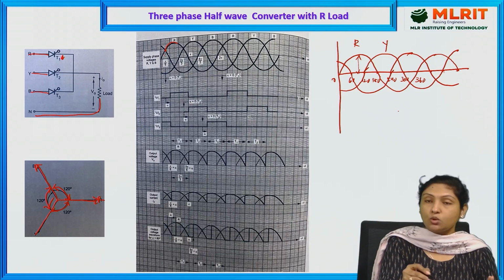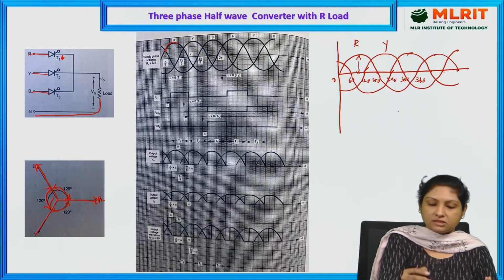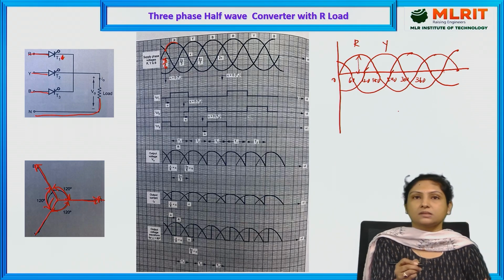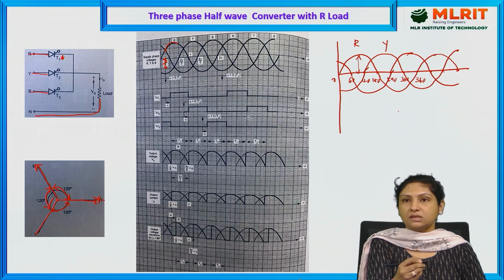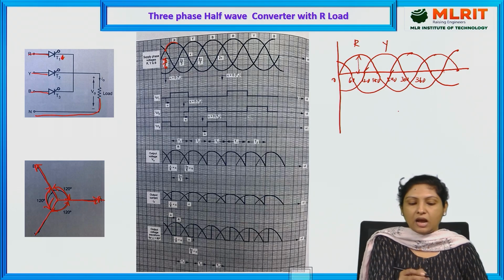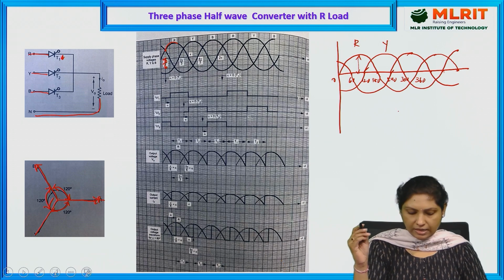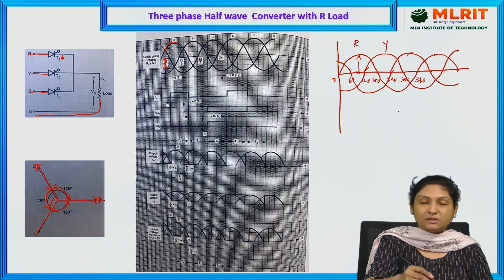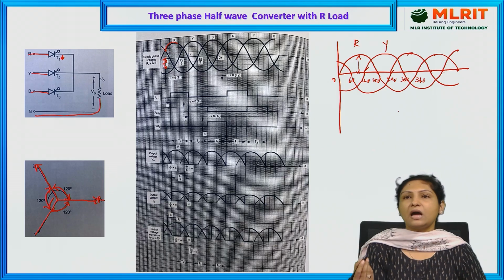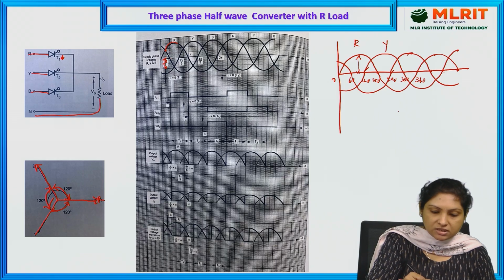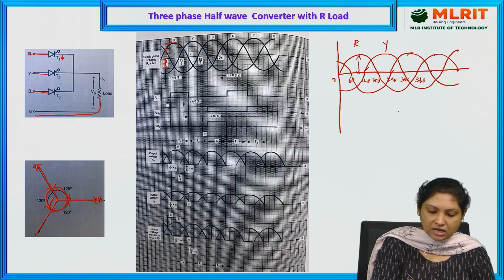And this zero crossing is occurring at the instant called pi by 6. Is it not? Pi by 6. What is pi by 6? 180 by 6. That is 30 degrees. Beyond which we need to provide the triggering pulse, that is at the instant pi by 6 plus alpha. Let me take alpha equal to 30 degrees. So here at this instant, 60, our thyristor starts conducting.